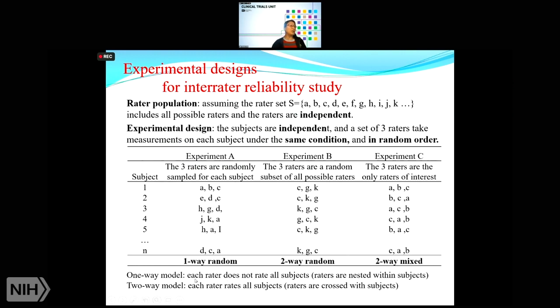And in the one-way model, each reader does not read all subjects. Therefore, readers are nested within subjects. And in the two-way model, each reader reads all subjects. Therefore, readers are crossed with subjects.